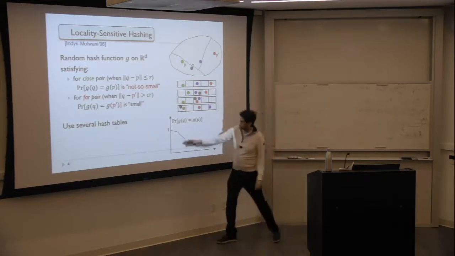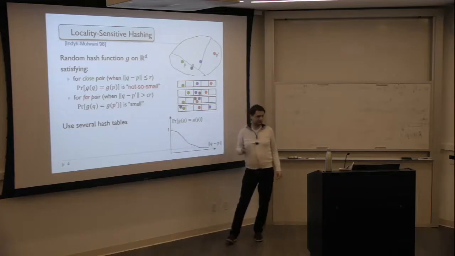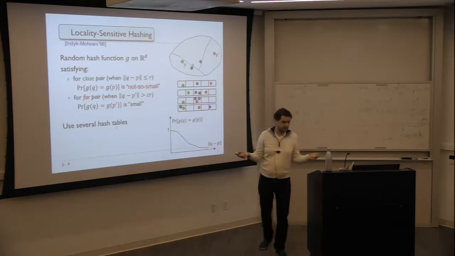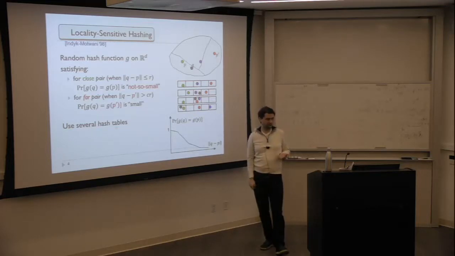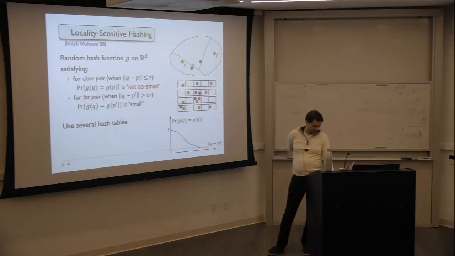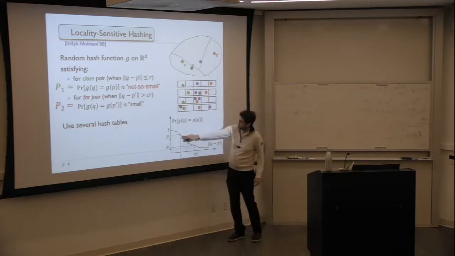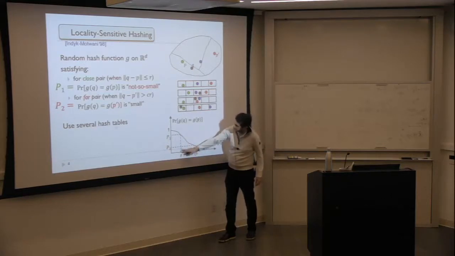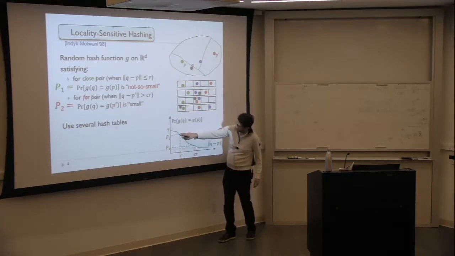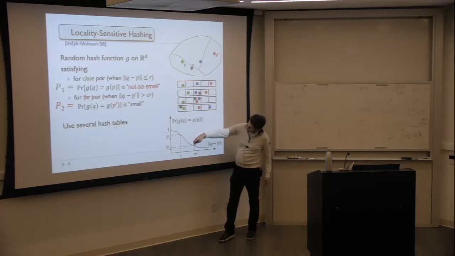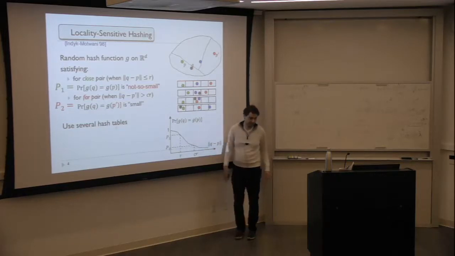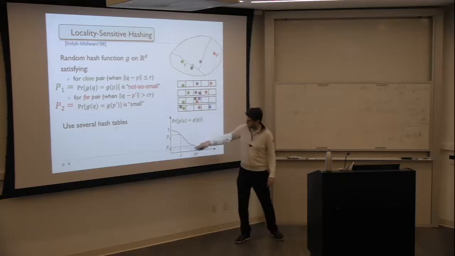Okay, you'd expect it to be a decreasing function, at least for the type of partitions that they're drawing: the further points are away, the less likely they are to be in the same part. So these probabilities are concrete points on this graph. We'll call P1 the lower bound on the probability that, if points are within distance R, they collide, at least P1. And P2 is an upper bound: if the points have distance at least CR, then this is the probability of collision. So these are two points on the graph.